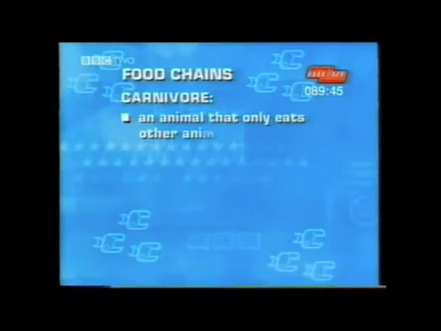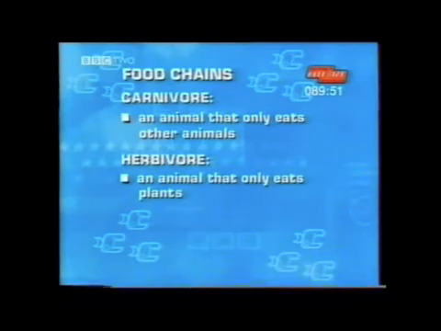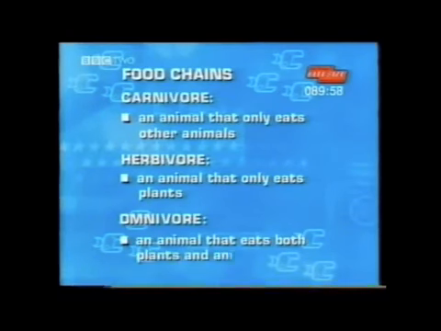Let's look at some facts about habitats. Here are some more definitions of relationships in food chains. A carnivore is an animal such as a lion or a hawk that only eats other animals. A herbivore is an animal that only eats plants. Rabbits, slugs and greenfly are all herbivores. And omnivores are animals that eat both plants and animals. Examples are ourselves, blue tits and rats.